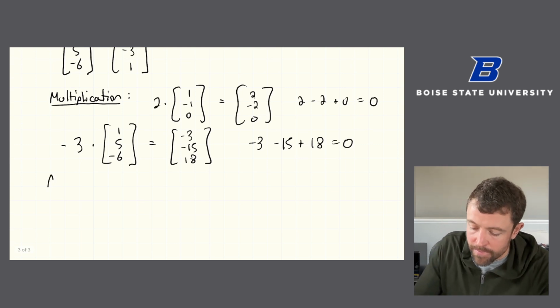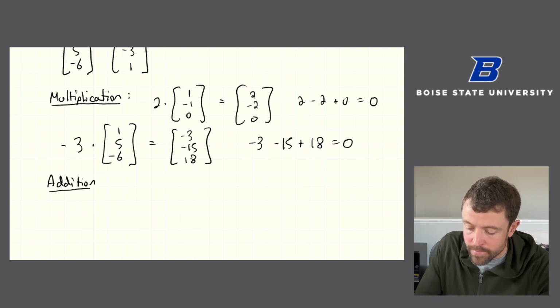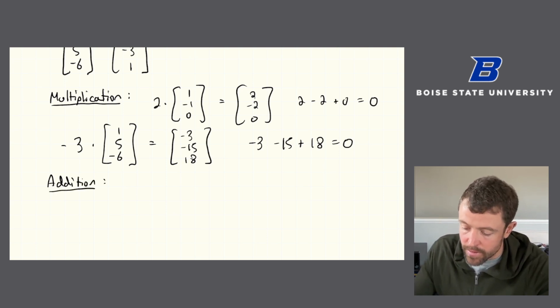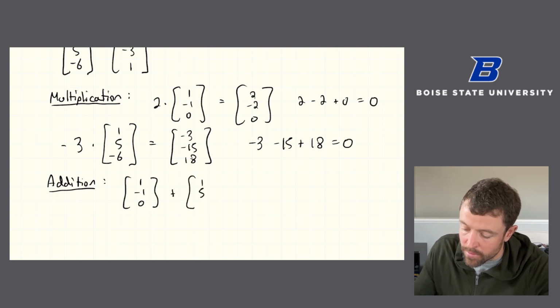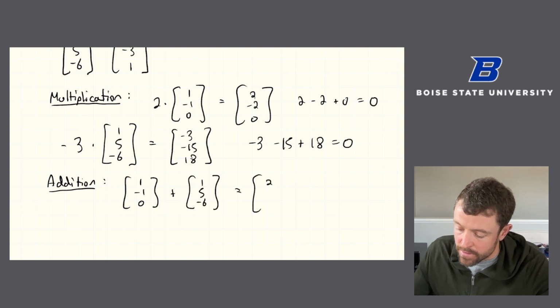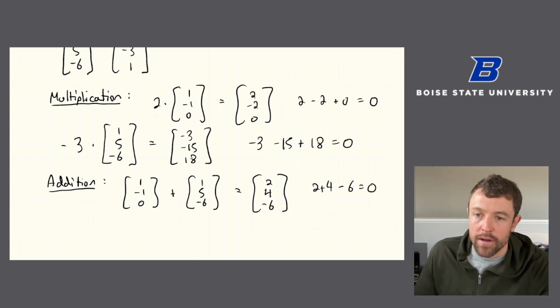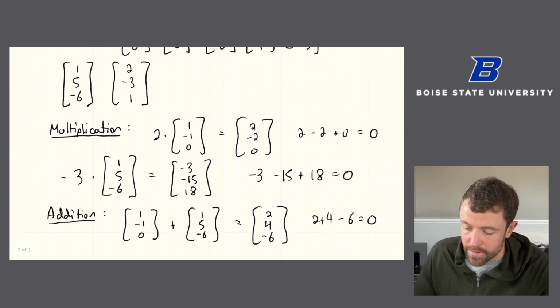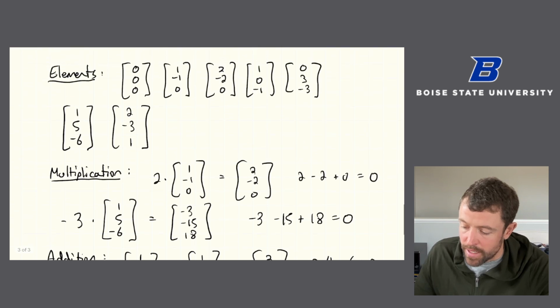So let's look at addition. Let's add some elements. So (1, -1, 0) plus (1, 5, -6) is (2, 4, -6), and these things add up to 0. Okay, I'm already getting this feeling, right? Let's see, we had (2, -3, 1).